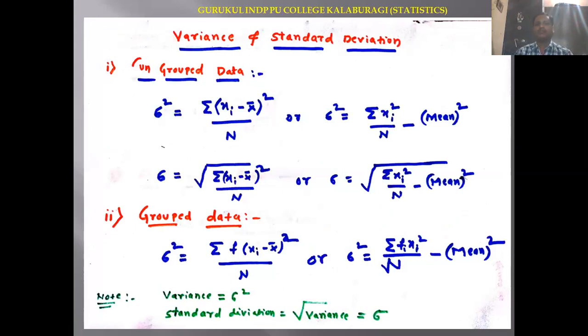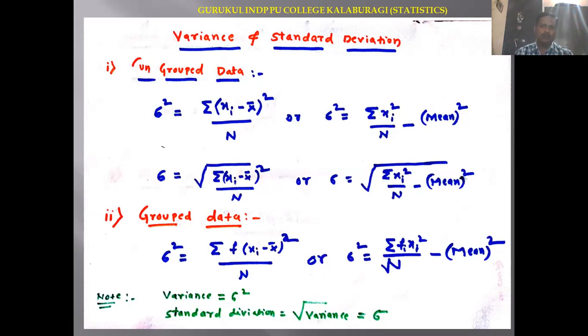That is what summation of xi square is: the sum of squares of the given data. If you divide by n and subtract the square of the mean, you will get the variance of the ungrouped data. Similarly, we can write the standard deviation. It is the square root of the variance, that is, square root of summation of (xi minus x bar) whole square divided by n, and square root of sigma xi square divided by n minus mean whole square.